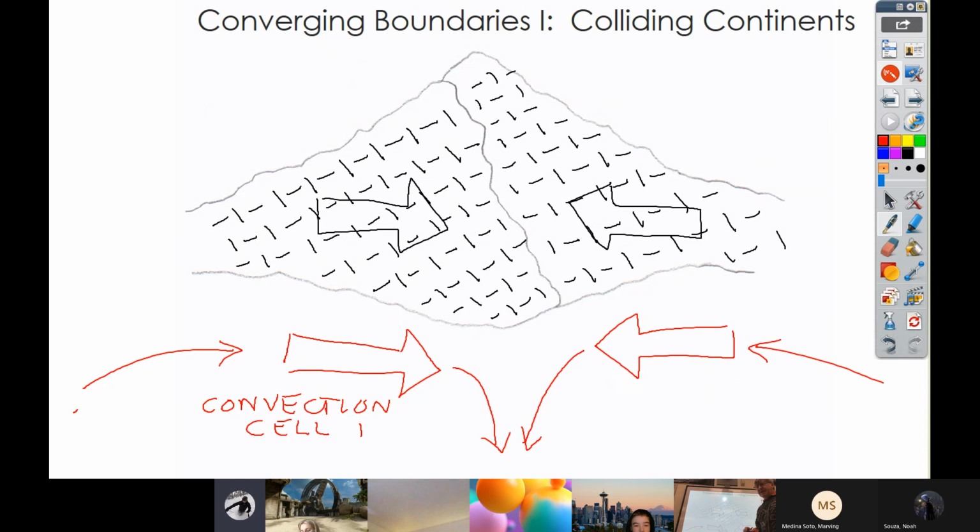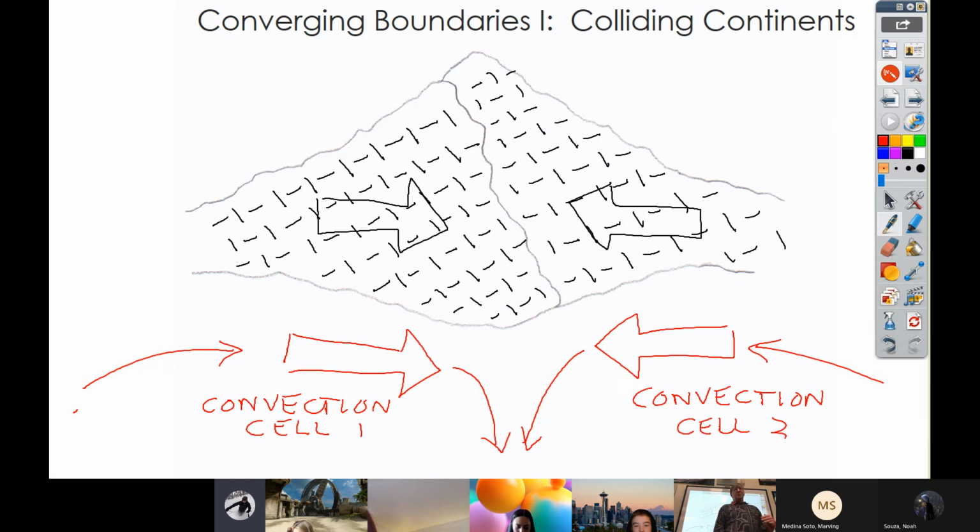So we have two convection cells side by side. And where they come together, they drag the plates together. And in this case, the continents crashed into each other and they crumpled up to form this mountain range.